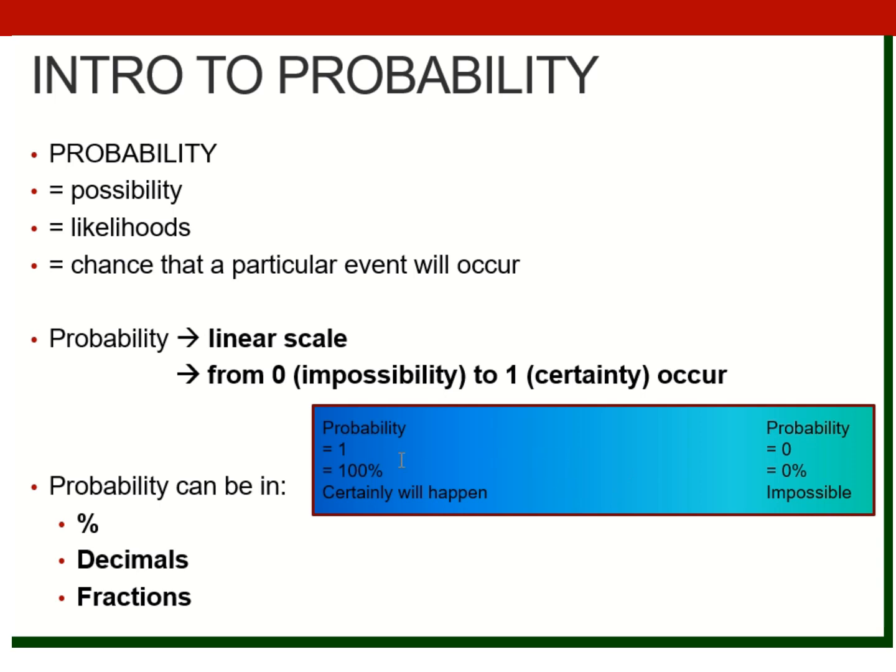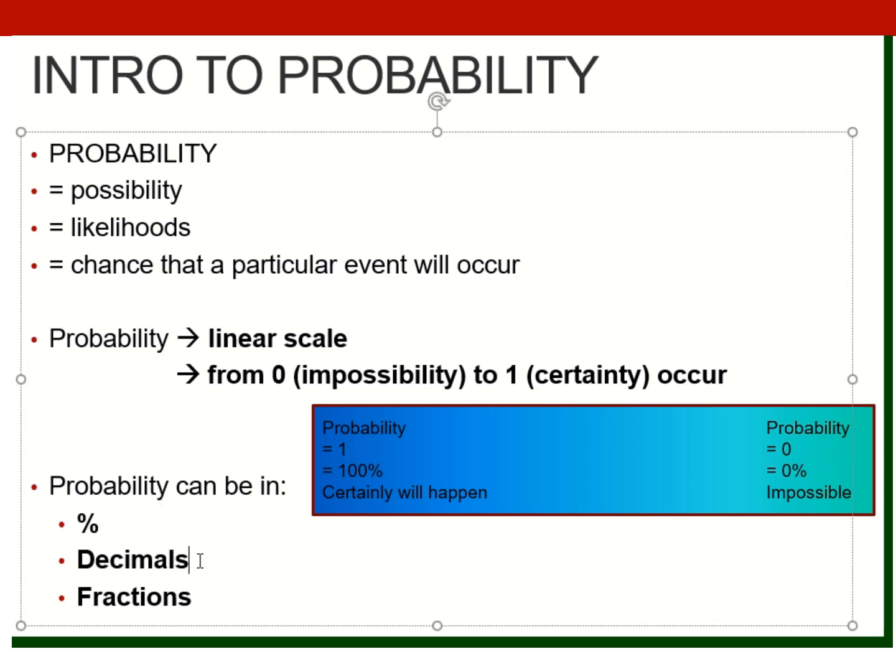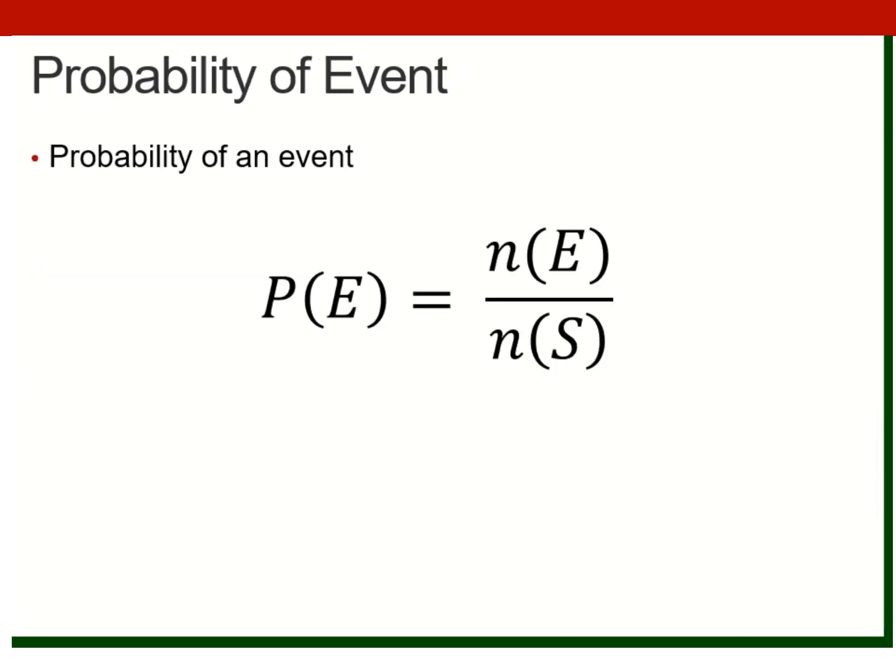You can write your probability in percentage, decimals, or fractions. But if it's in fractions, it must always be in the lowest form. Most of the time I advise students, if the question gives you fractions, you answer in fractions. If they give you decimals, then you put it in decimals. If decimals, it will be in 4 decimal places.